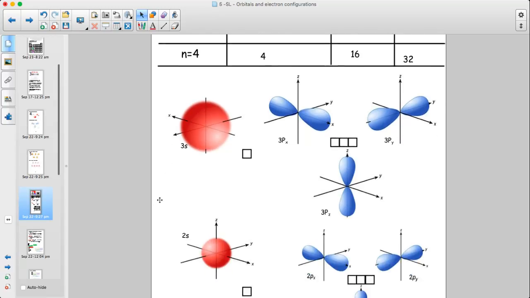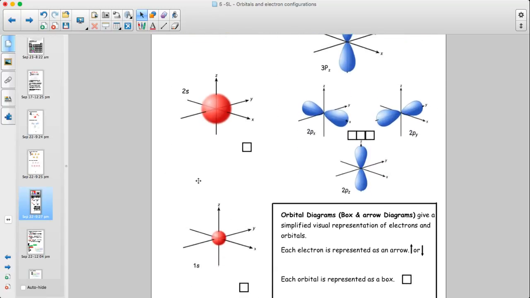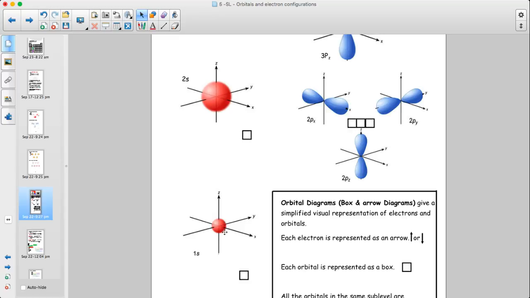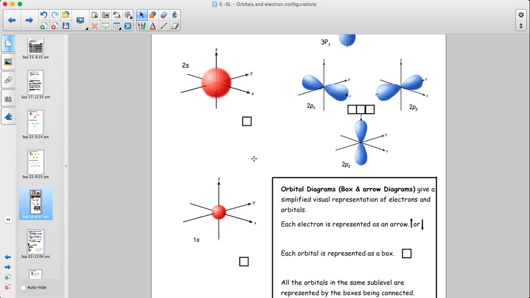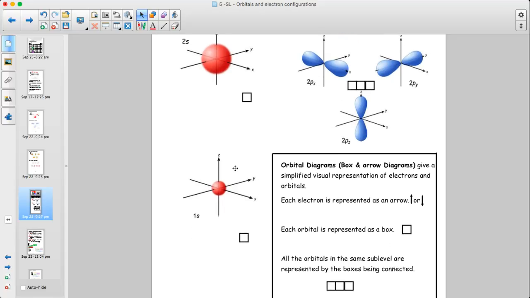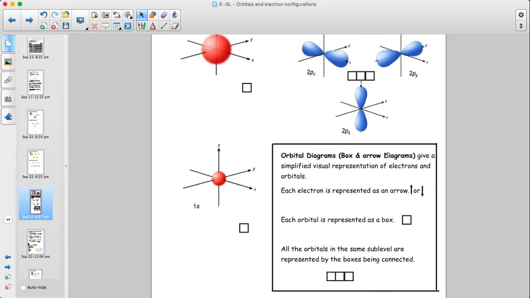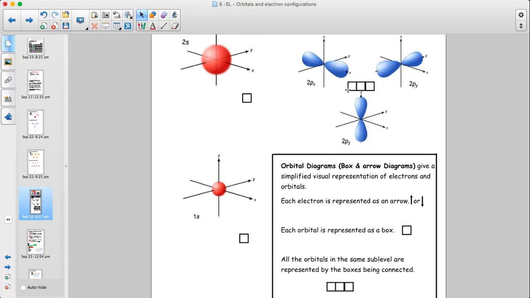You may have noticed that I put some boxes next to these arrows. You can imagine it would get really complicated if you had to sketch these orbital shapes whenever you had to represent where the electrons were in an atom. So we have a couple of simpler ways to represent where the electrons are in atoms. And one of them is called an orbital diagram, or a box and arrow diagram. It gives a simplified visual representation of electrons and orbitals. Electrons get represented as up and down arrows, and orbitals get represented as boxes. And if you have something like the p orbitals, where the 3 p orbitals are all equal, those 3 boxes get represented all next to each other.